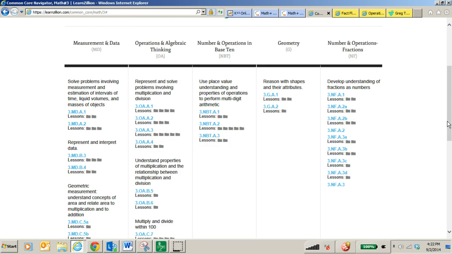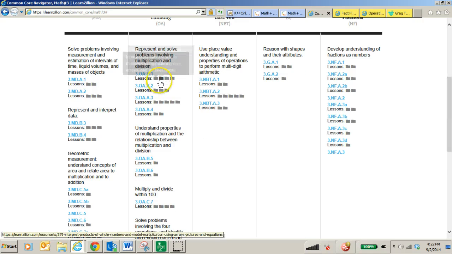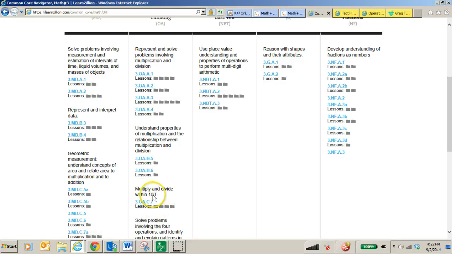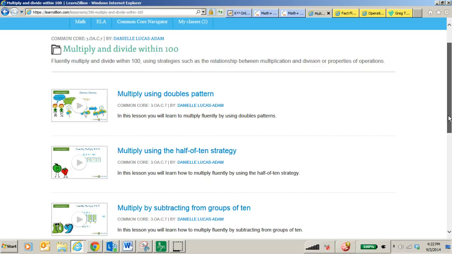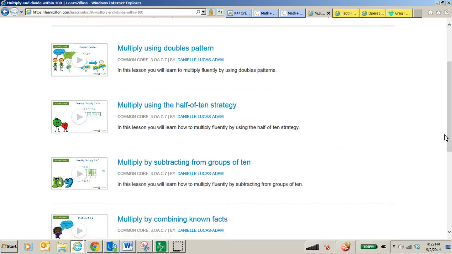Now, what you will notice when you're here is every single folder contains lessons. And I'm going to go right down here where it says multiply and divide within 100. I definitely recommend that you check out all of these different standards because they deal with word problems and how multiplication and division are related. But I'm going to go here because this particular set of lessons talks about strategies to really help your student be a fluent mathematician.